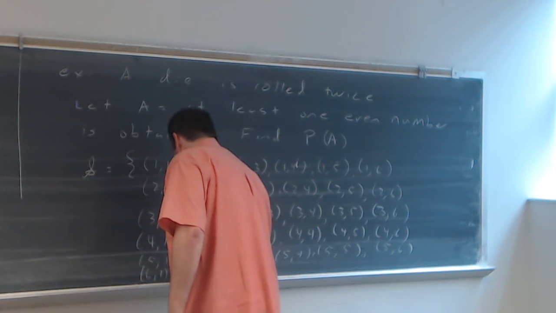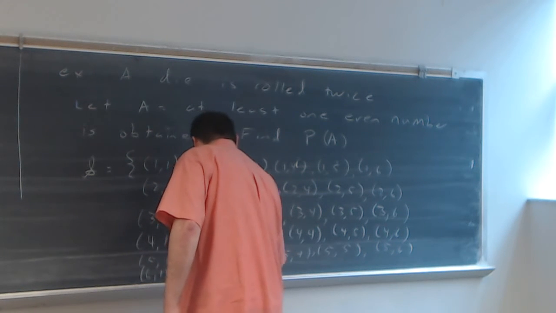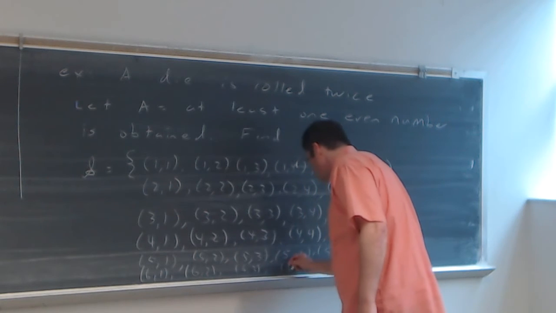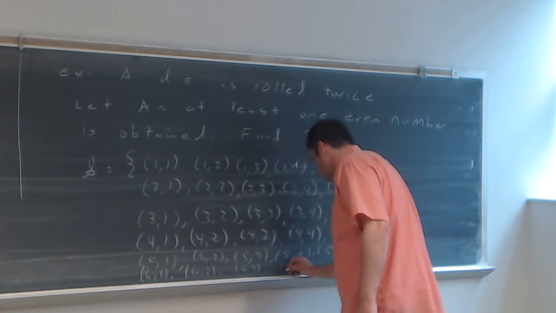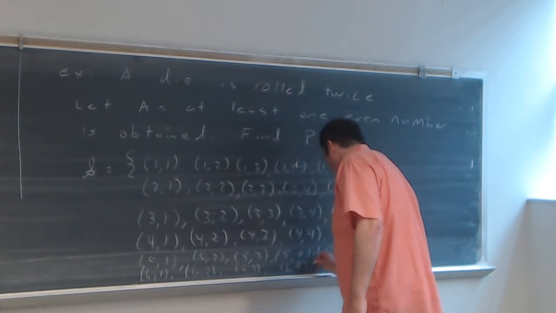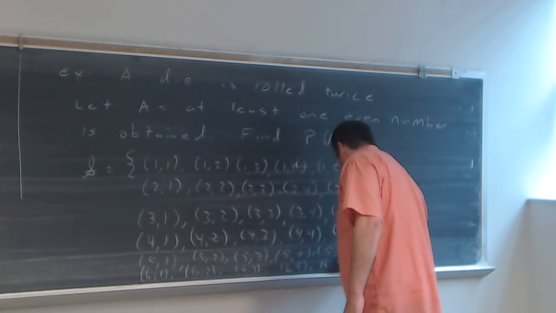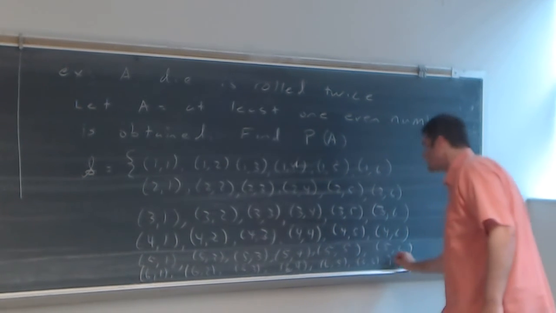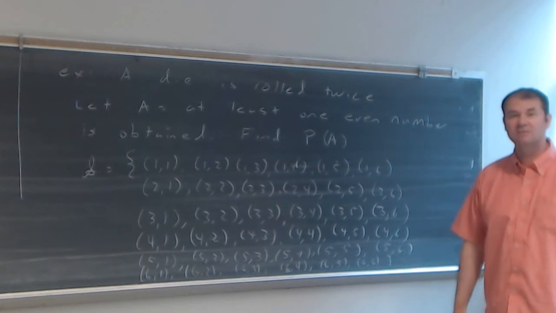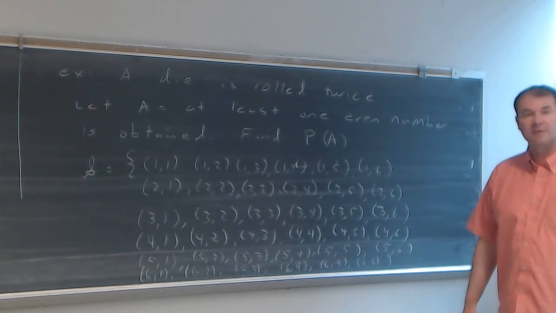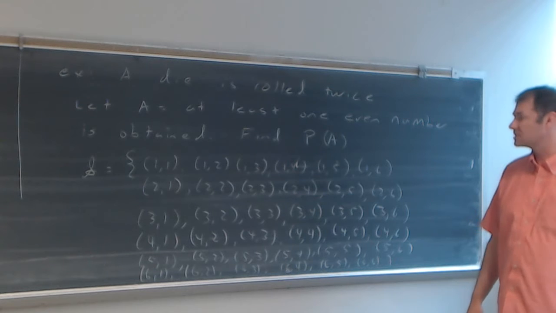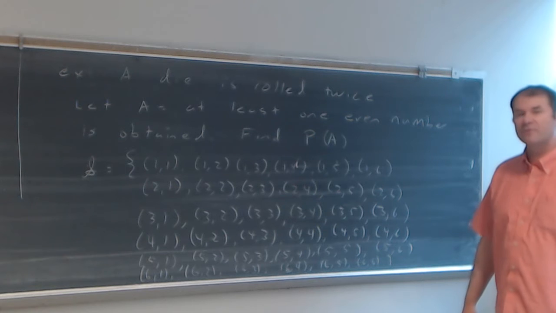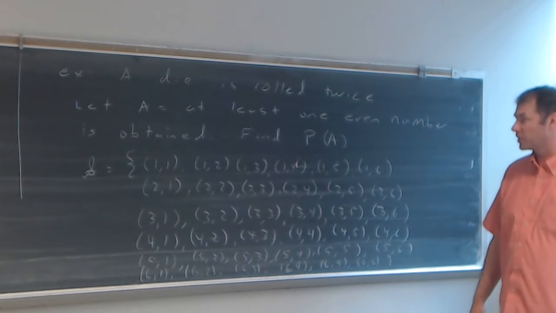You could have gotten 6,1; 6,2; 6,3; 6,4; 6,5; and 6,6. And that's the sample space where, because of experimentation with fair dice, it's found that each one of these outcomes is equally likely to occur.